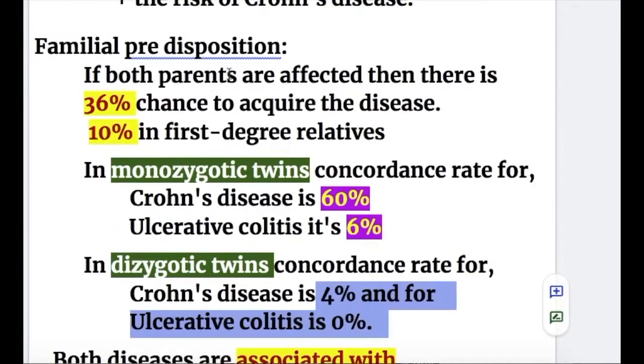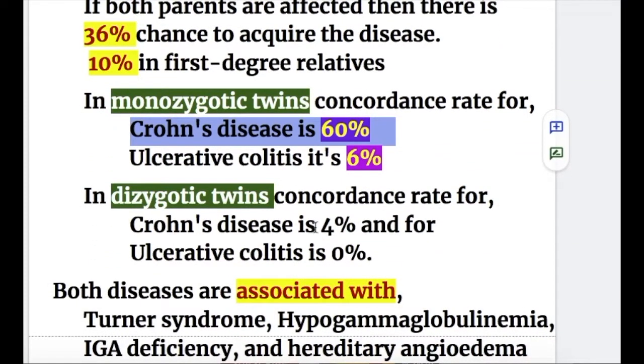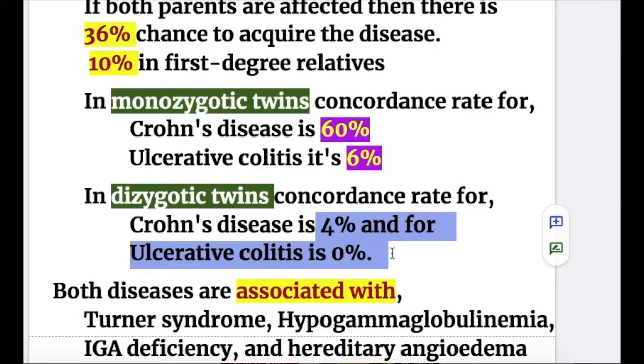So if both parents suffer, 36% chance to acquire the disease. First degree relatives have 10% chance to acquire the disorder. In monozygotic twins, Crohn's disease chances are 60% and that of ulcerative colitis is 6%, whereas in dizygotic twins, 4% for Crohn's disease and 0% for ulcerative colitis.